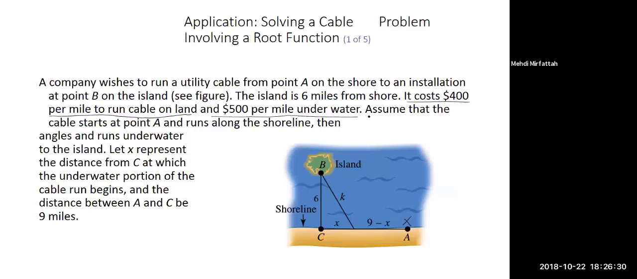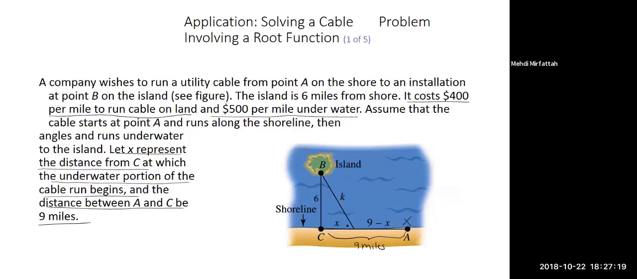Also, they're telling us to assume that the cable starts at point A and runs along the shoreline, then angles and runs under the water, as you can see in this figure here. We're going to let X represent the distance from point C at which the underwater portion of the cable begins. So this is a good illustration of what we're doing. And the distance between A and C is given to us as 9 miles. The distance from A to C is known as 9 miles.